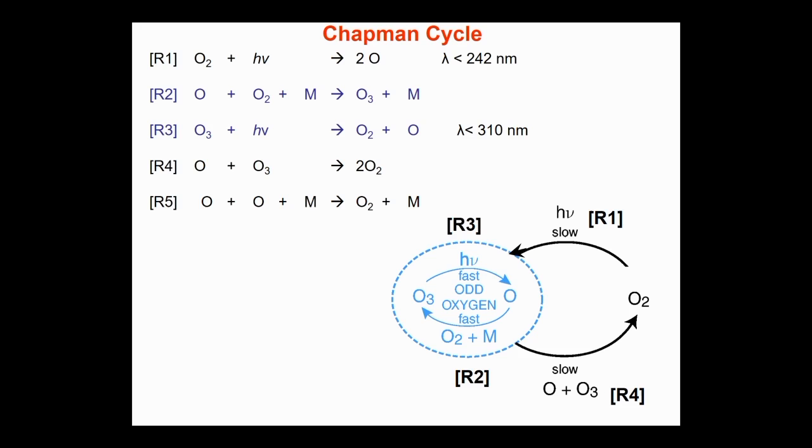Once we've got our oxygen atom, he then said, well, it reacts with molecular oxygen. But that needs a third body, because the amount of energy locked in that oxygen atom is huge. So when the oxygen atom comes together with a molecule, we've got a very, very excited ozone, and it'll just fall apart. So the only thing that's going to stop that falling apart is having a third body carrying off that energy. We've now made ozone.